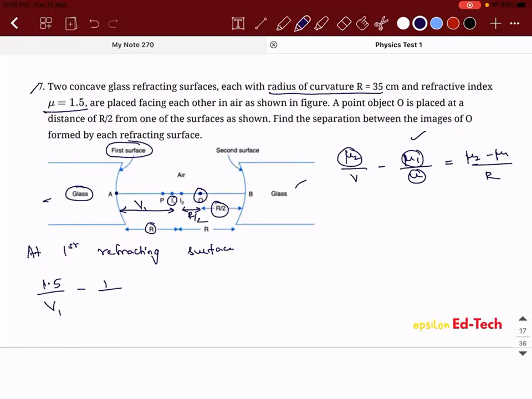But since it is on the left-hand side, we are going to apply the sign convention. So minus 3R by 2 is equal to mu2 minus mu1, 1.5 minus 1, divided by R. So what is the value of R? It is 35, again with respect to the object. Since it is on the left-hand side, I will take it as minus R. Taking all these points, tell me what is going to be the value of V1?